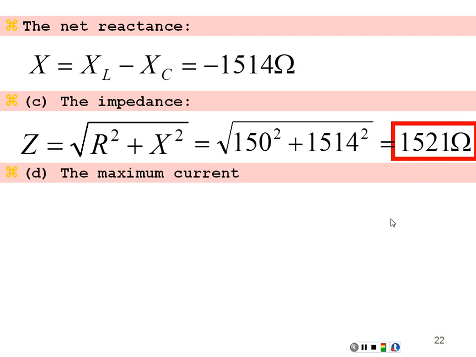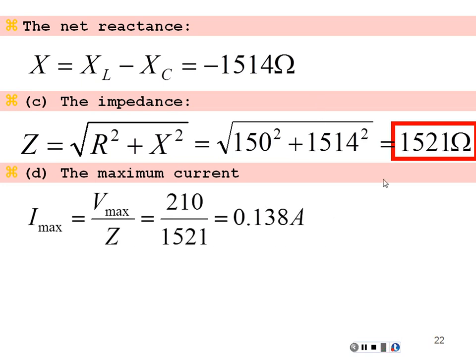What's the maximum current? That would be our maximum voltage divided by the impedance. So that would be 210 volts divided by 1,521 ohms, 0.138 amps. If I wanted the RMS current, I could take this maximum current and divide it by the square root of 2.